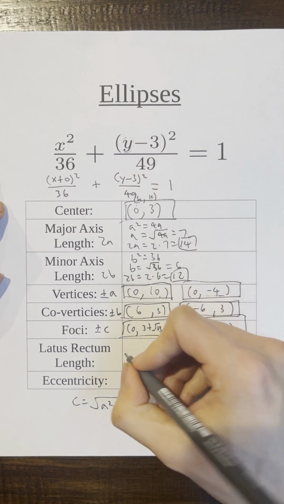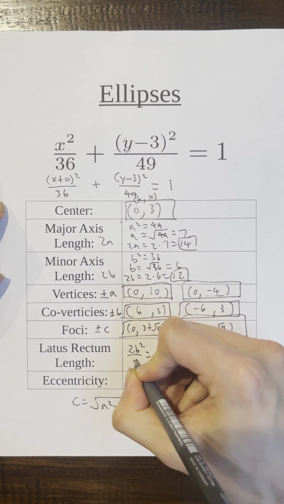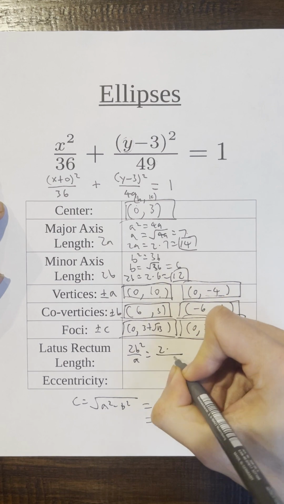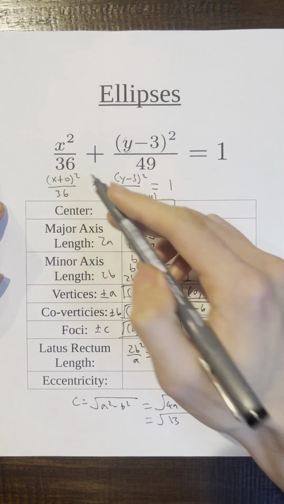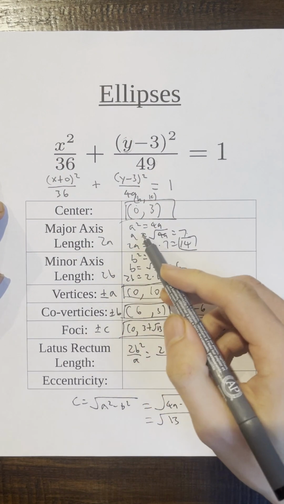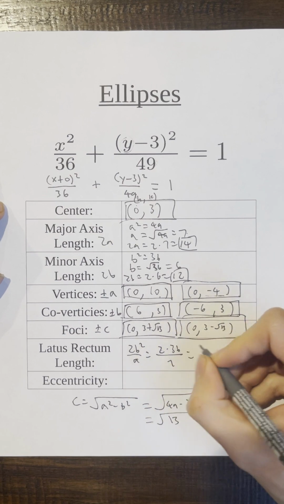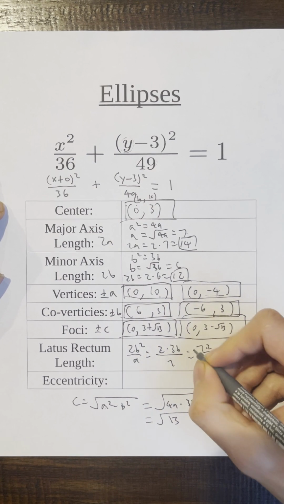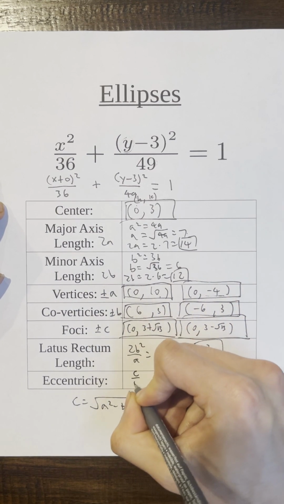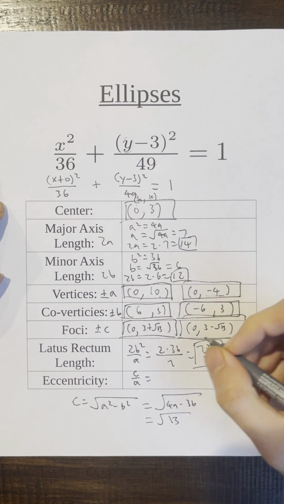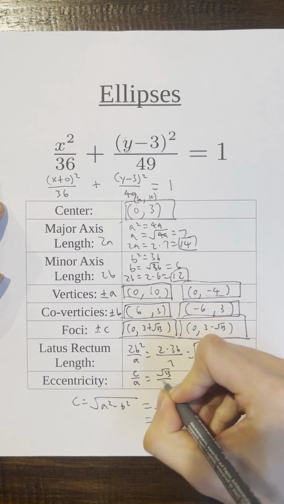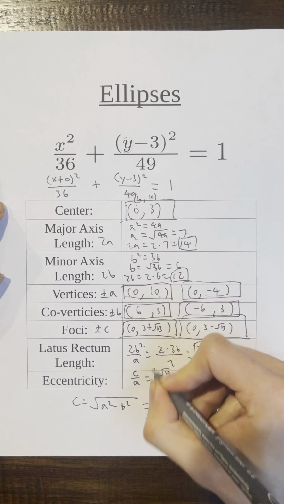And to find the latus rectum length, use 2b squared over a. So 2 times b squared is the smaller of these two, and then a is 7. 2 times 36, 72. Can't simplify, this is your answer. Okay. C is root 13, A is 7.